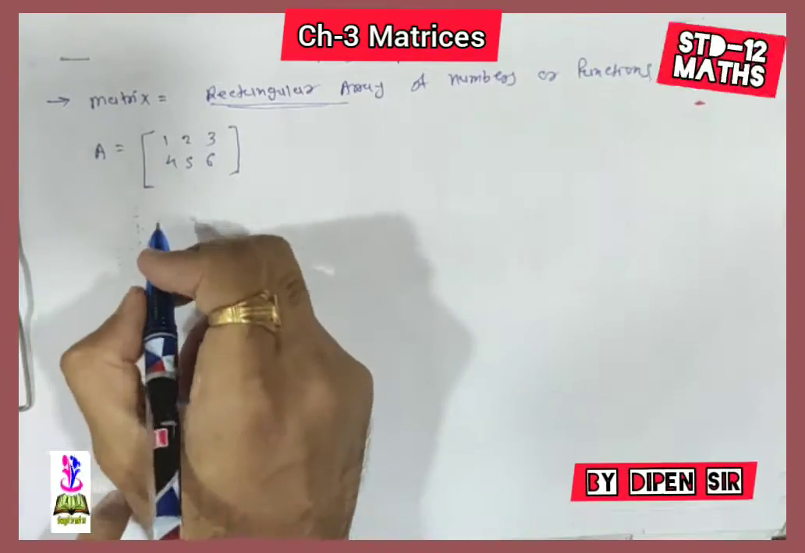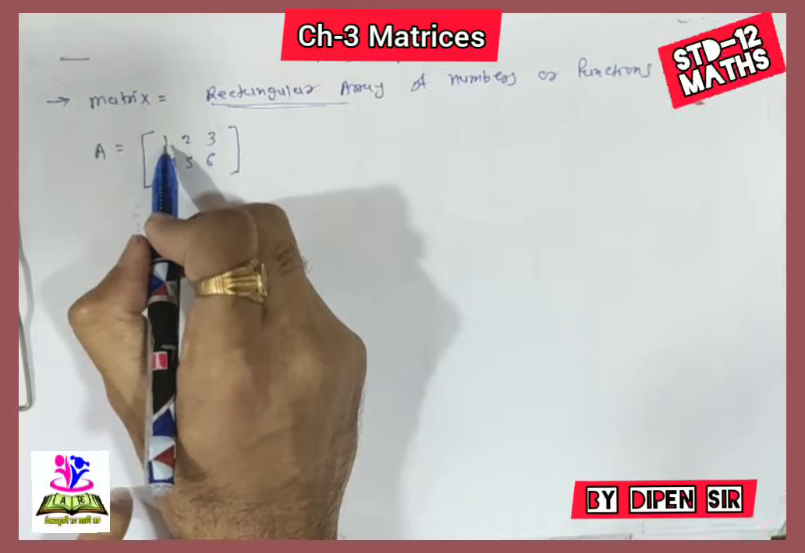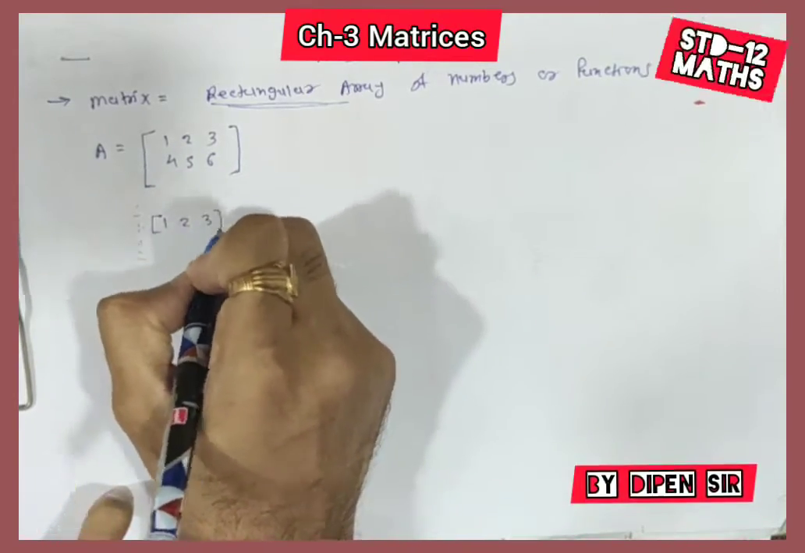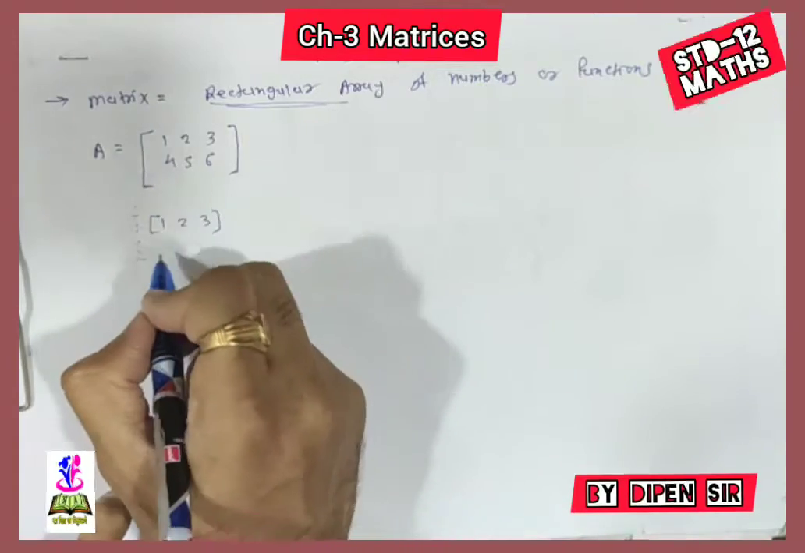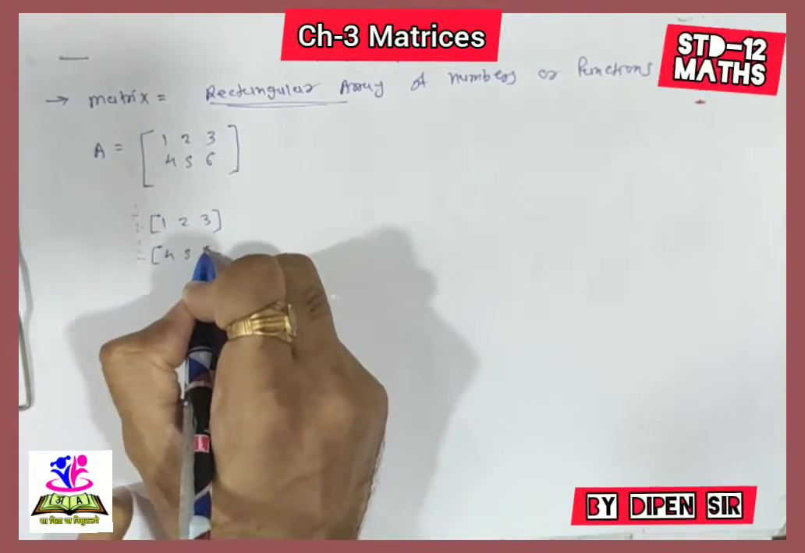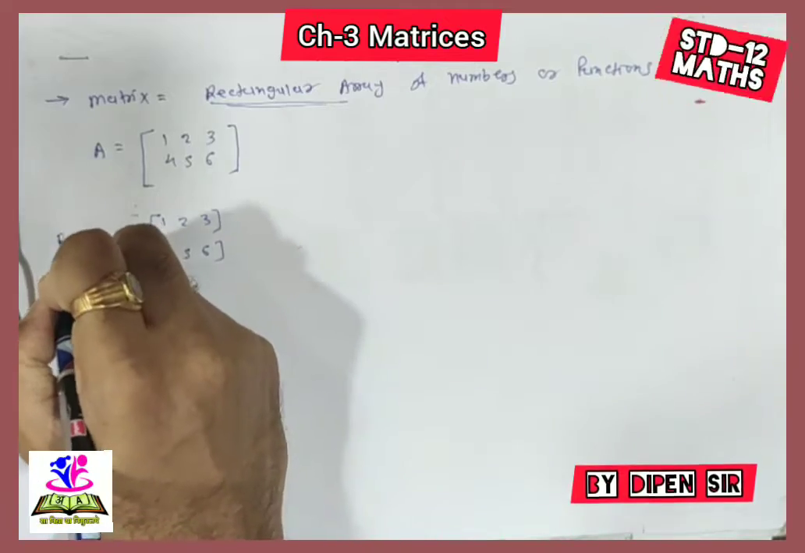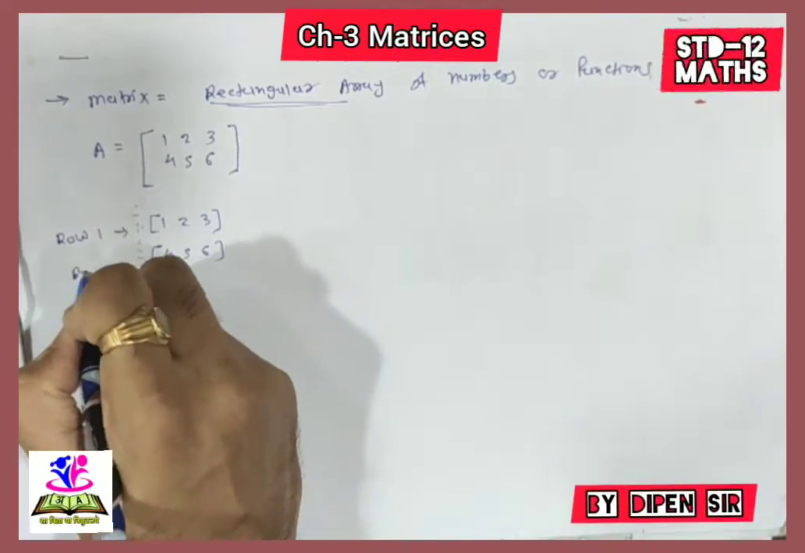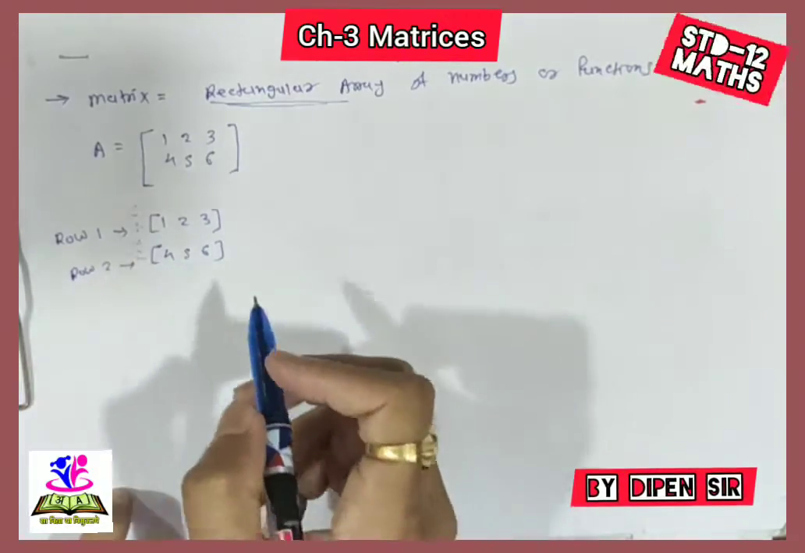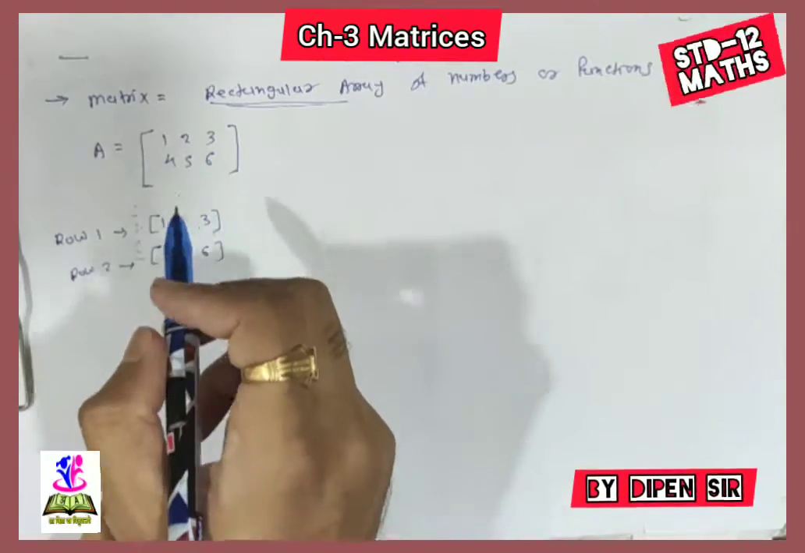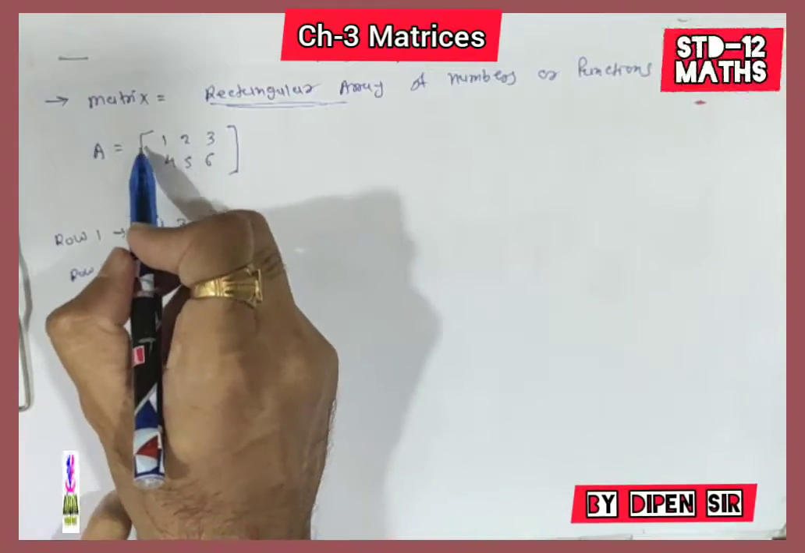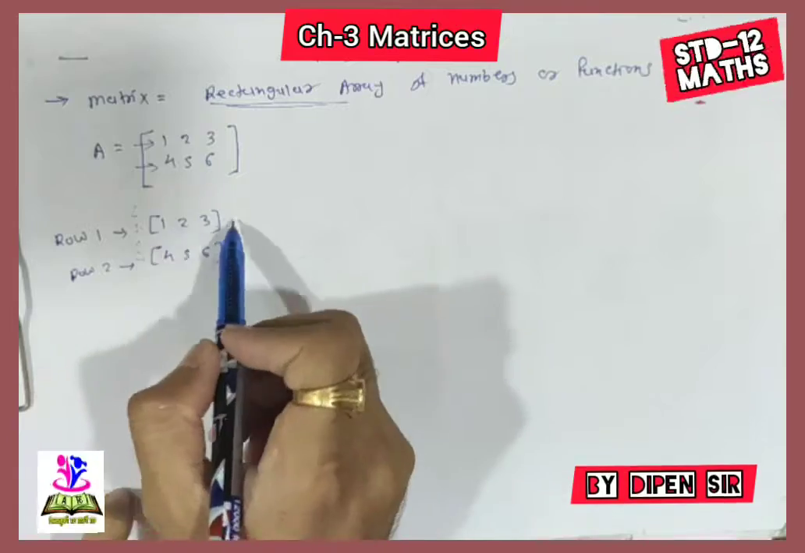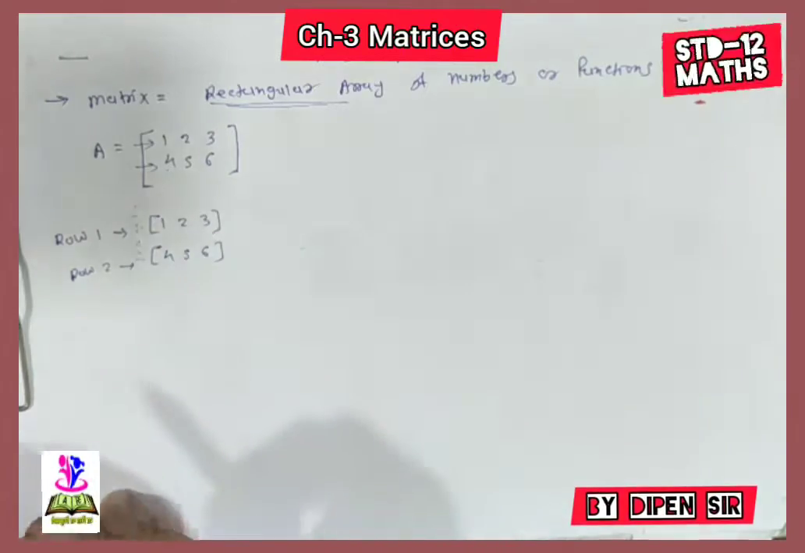In this matrix, these elements 1 2 3 and elements 4 5 6 are called row 1 of matrix and row 2 of matrix. In short, this matrix A has two rows, row 1, row 2. Row 1 is 1 2 3, row 2 is 4 5 6.